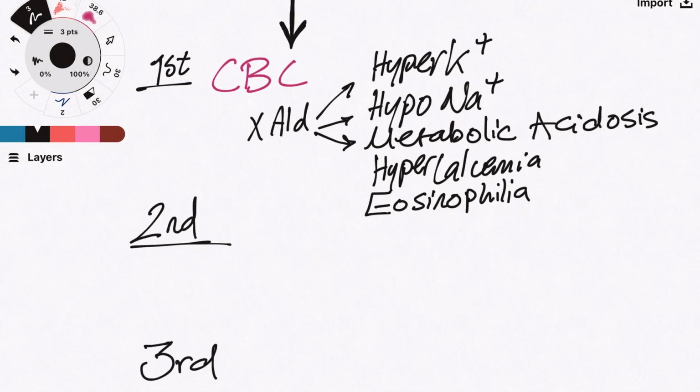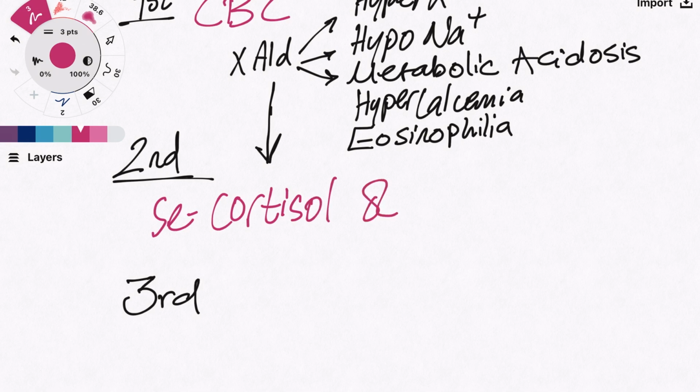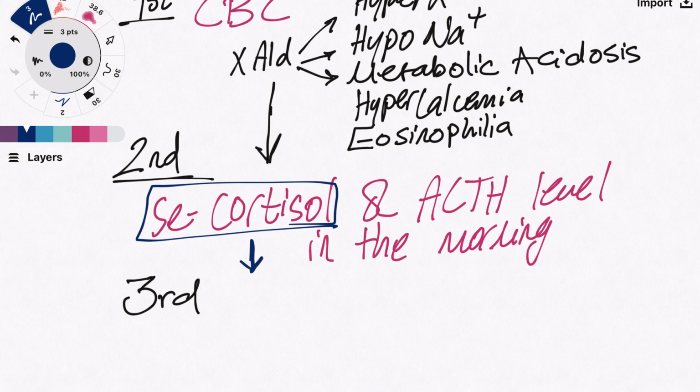Right. Now, after we have seen all of these things, what should we do next? How can we confirm that the patient does have Addison's disease? The thing that you're going to do next is to measure the cortisol. So you will have to measure the serum cortisol and ACTH level in the morning. So you're going to admit this patient, and then the next morning, you're going to check the serum cortisol and ACTH level. What are we expecting to see? If the adrenal gland is failing, cortisol is going to be low. And if the problem is actually in the adrenal gland, then ACTH is going to be high because there is no negative feedback, right?